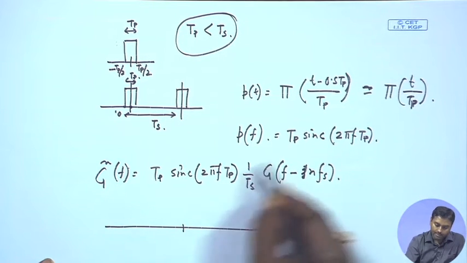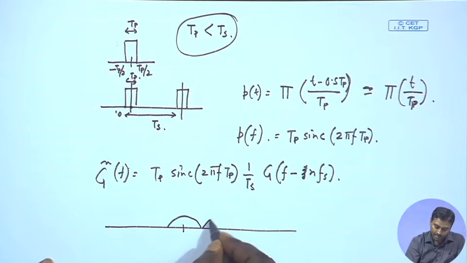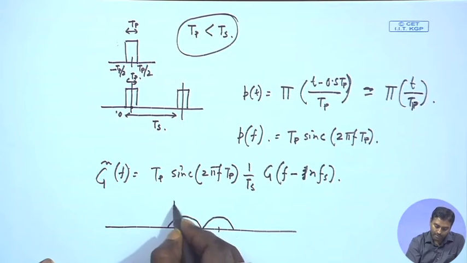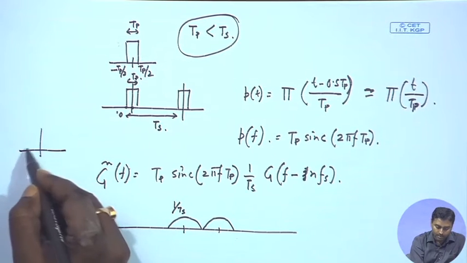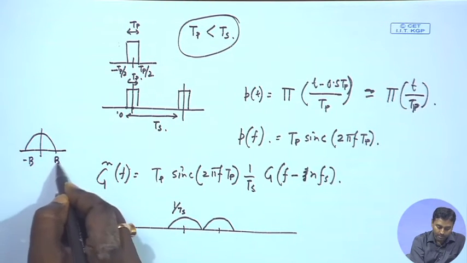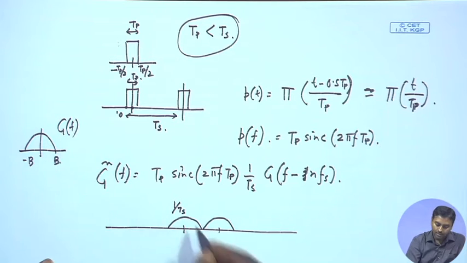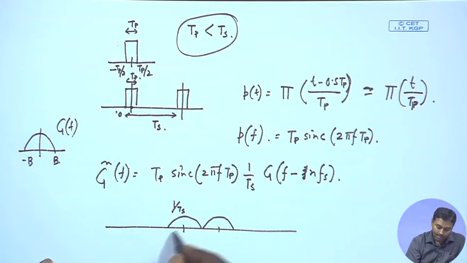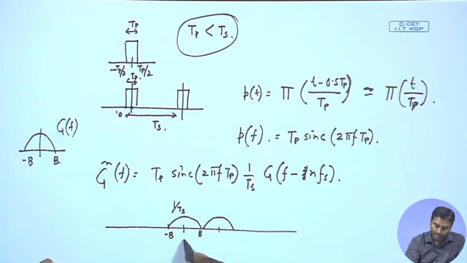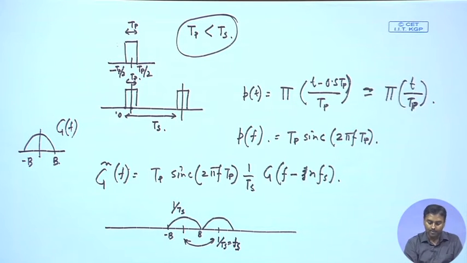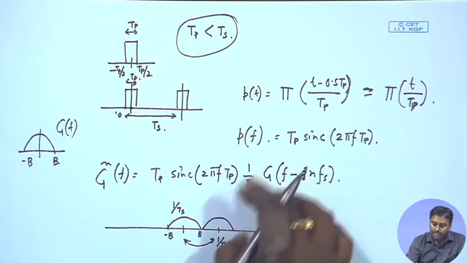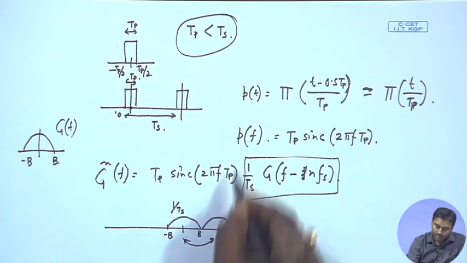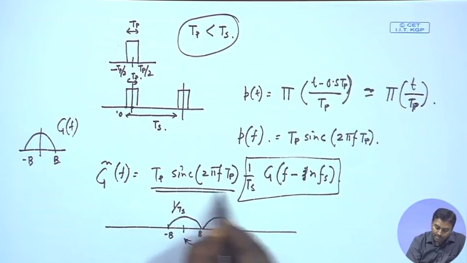So, I have this structure, which was the earlier structure, as long as I satisfy the Nyquist criteria. So, it gets 1 by Ts down, if this is my minus B to plus B, this is my G(f). So, it gets 1 by Ts down and this is still defined from minus B to plus B, and it gets repeated after every 1 by Ts, or equal to Fs. Okay. So, that is what is happening. So, this still remains. So, this is that part. This gets multiplied with this part.